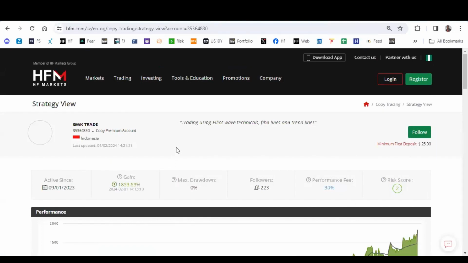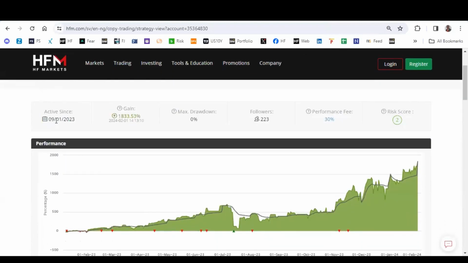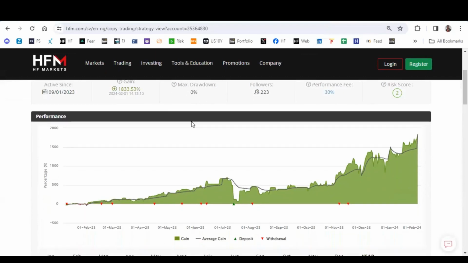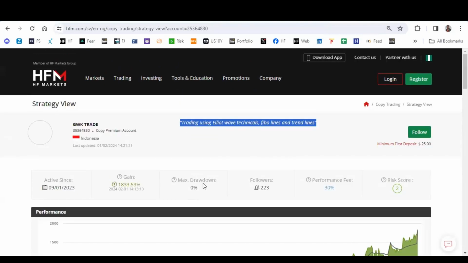His trading strategy uses Elliott wave technical analysis, Fibonacci lines, as well as trend lines. So that's the system this person uses. He's been active since the 9th of January 2023, over a year now. Over that time period, he has made a profit of about 1,833% on the account. He has never closed a trade in negative, so the maximum drawdown is zero.